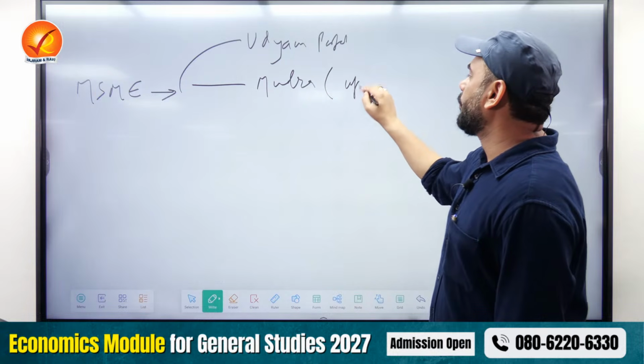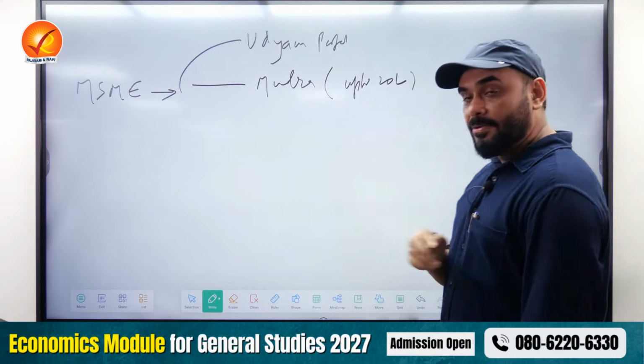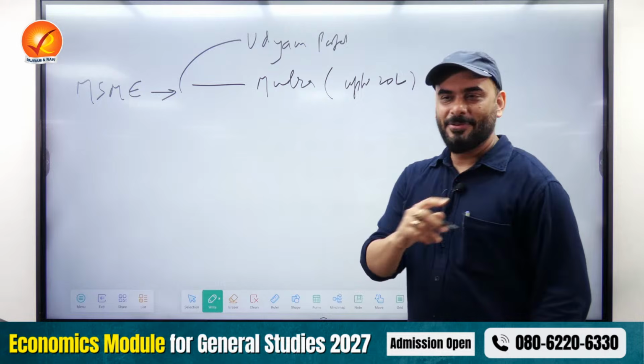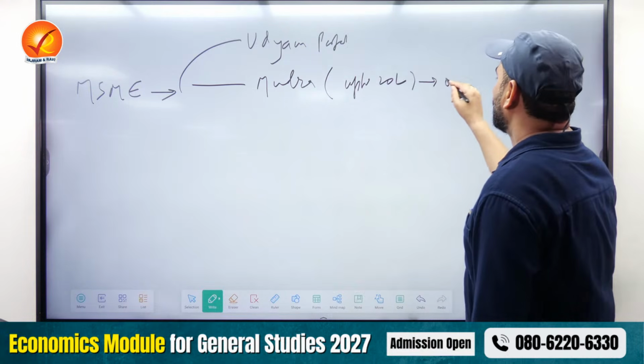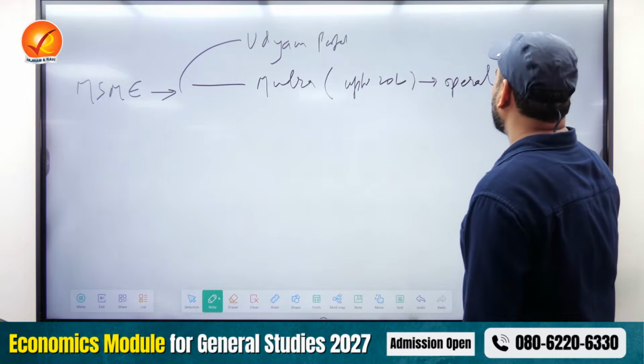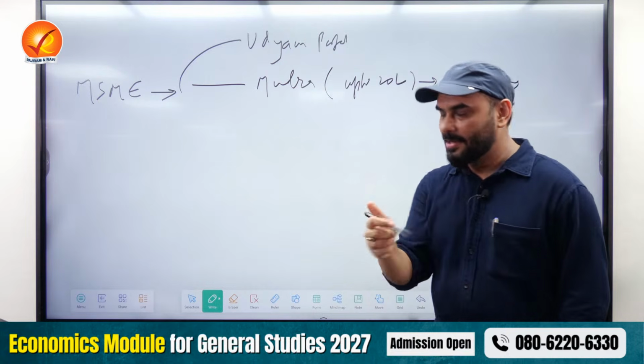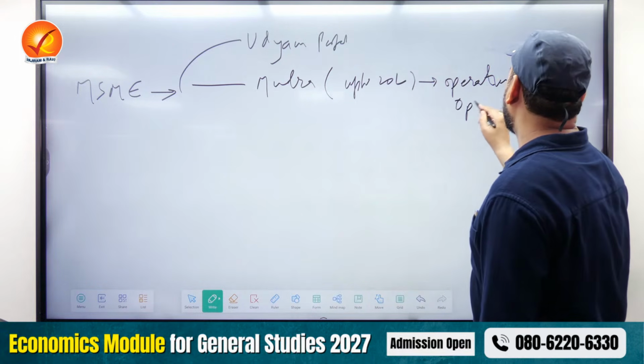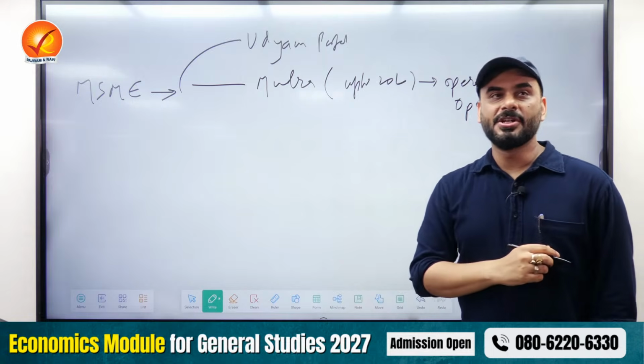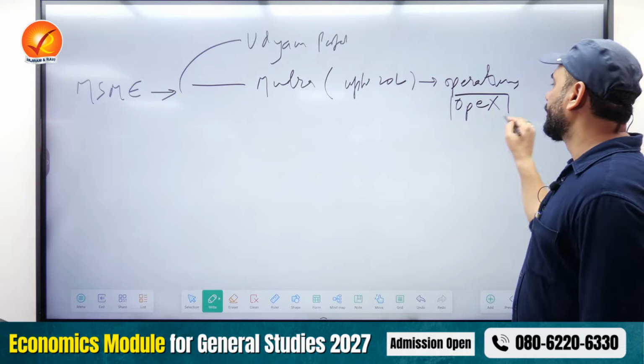You will give me up to 20 lakh rupees. But why are you giving me 20 lakh rupees through Mudra Yojana? You are giving 20 lakh rupees through Mudra Yojana so that I can do my daily operations. Day-to-day functioning, buying raw material, paying electricity bill. This day-to-day operations is called OPEX. Operational expenditure. That's the technical word, right?